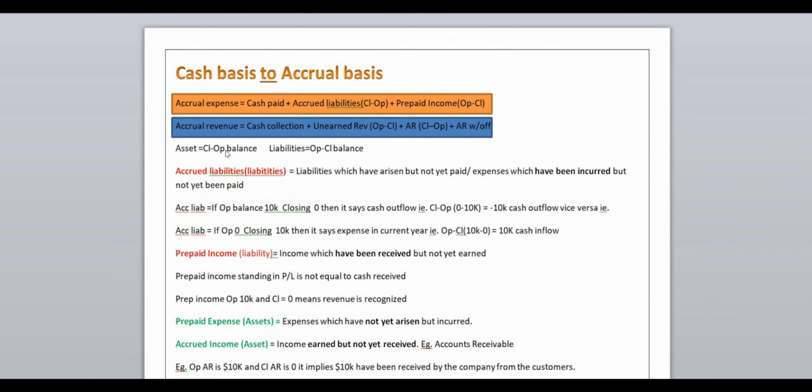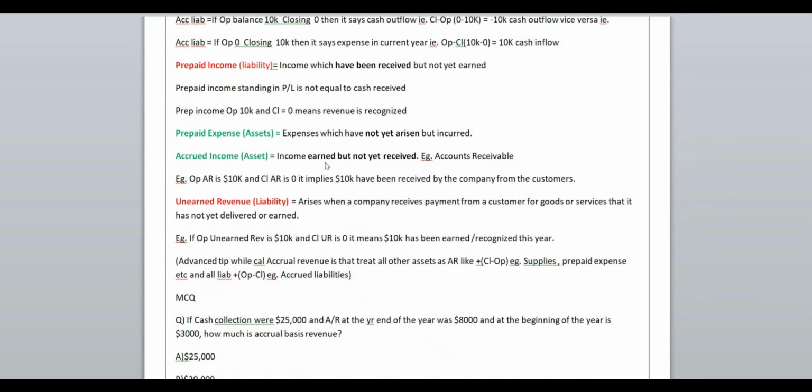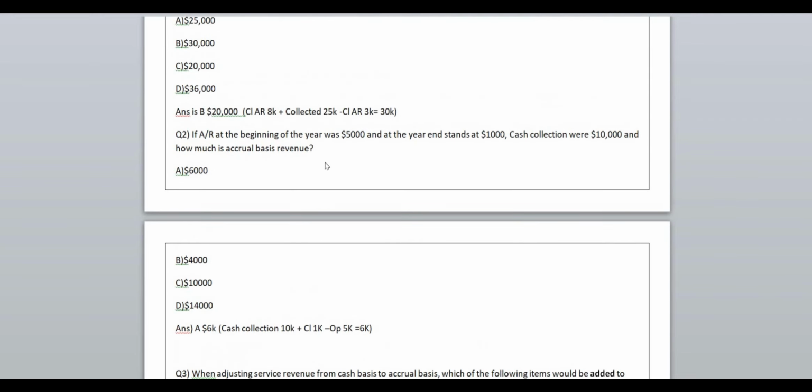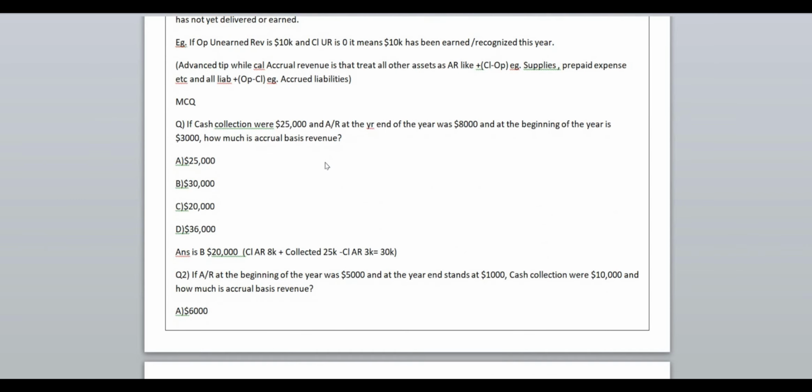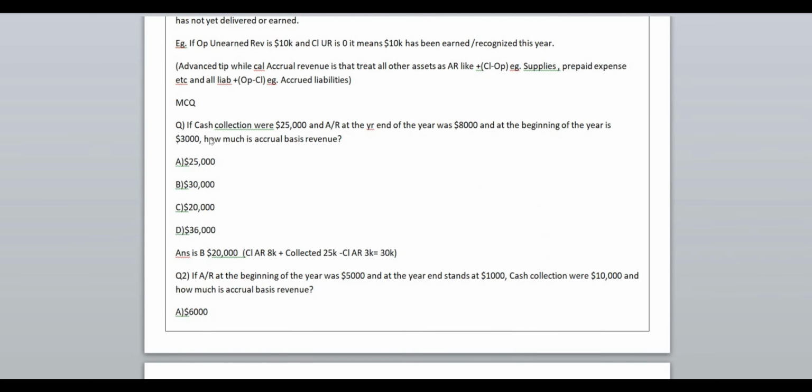So there is an advanced tip. The advanced tip is this one: the asset will always be closing minus opening balance and the liabilities will always be opening minus closing balance. So let's solve all the MCQs. I have 5 MCQs and 1 master question of CPA. So come to the first MCQ.